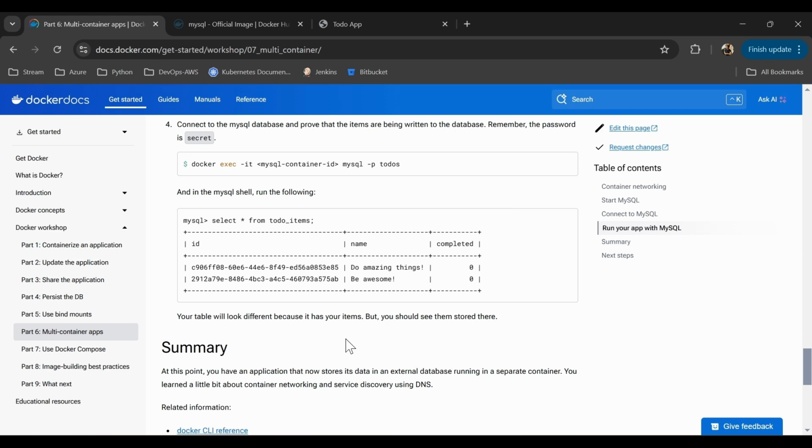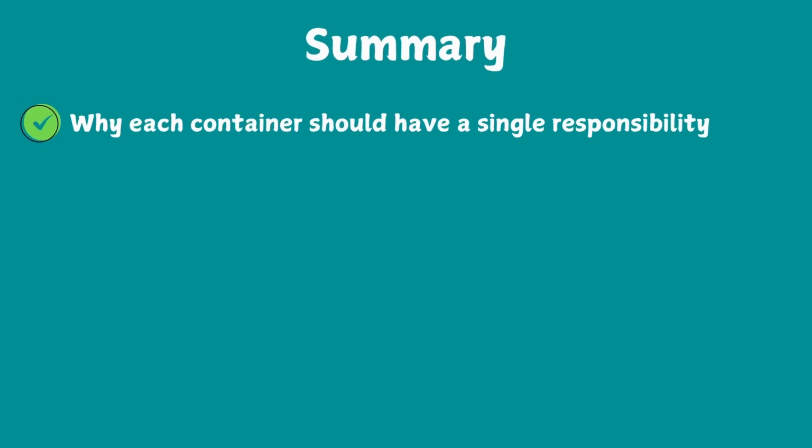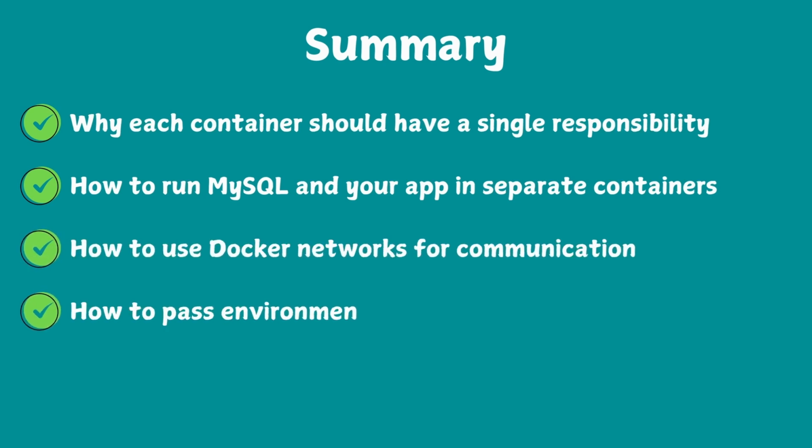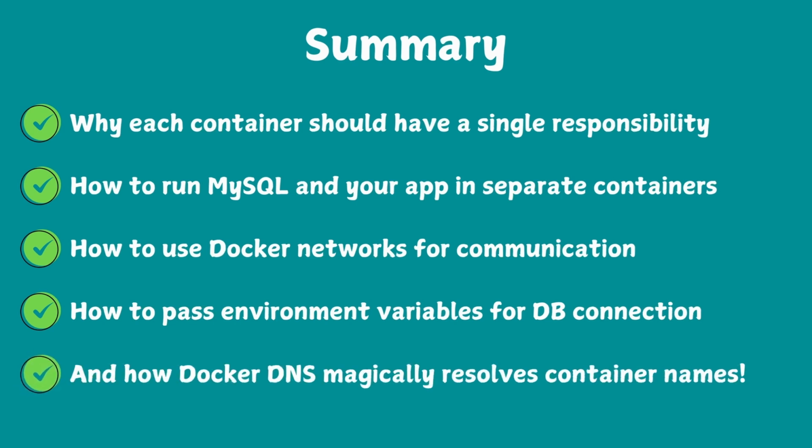Now I understand this is one step ahead of all the basics that you have gone through. This will take a little bit of time for you to settle in. So if you want, rewatch the part wherein you got confused, or of course you can add your doubts in the comment section. Let's see what all things we covered in today's video: why each container should have a single responsibility, how to run a MySQL container and your app container as two different containers, how to use Docker networks for communication, how to pass environment variables for database connection, and how Docker DNS resolves other container names.